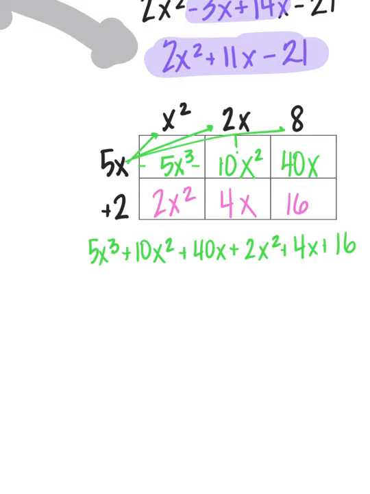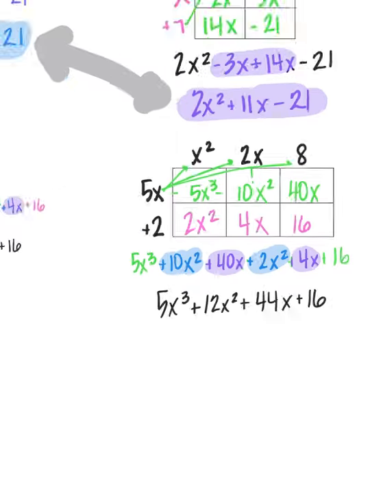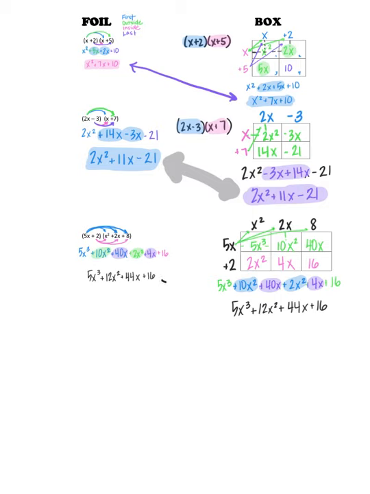So we can combine my 10x squared with my 2x squared, and I can combine my 40x with my 4x. My 5x to the third and my 16 stand alone. So I get 5x to the third plus 12x squared plus 44x plus 16. And that is my final answer. And again, you can see that they match.